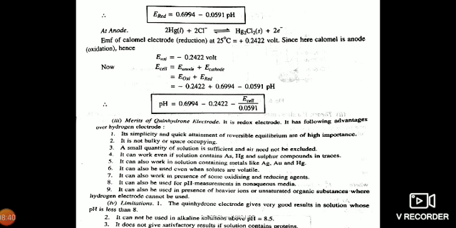And some limitations are there with respect to this quinhydrone electrode. Here the quinhydrone electrode gives very good results in solutions whose pH is less than 8, and it cannot be used in alkaline solutions above pH 8.5. We can't use this quinhydrone electrode above that, and it does not give satisfactory results if the solution contains proteins. Proteins basically have a higher pH value there. In such cases you can't use this quinhydrone electrode.